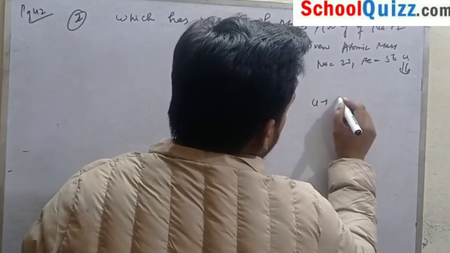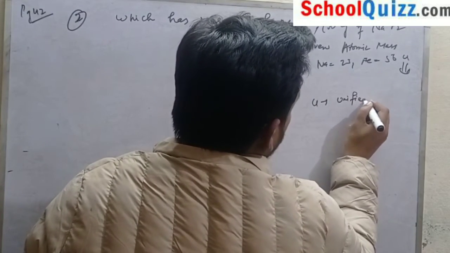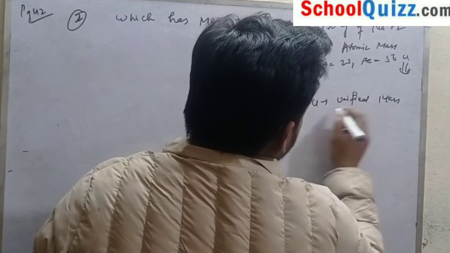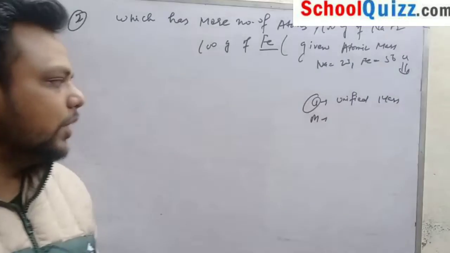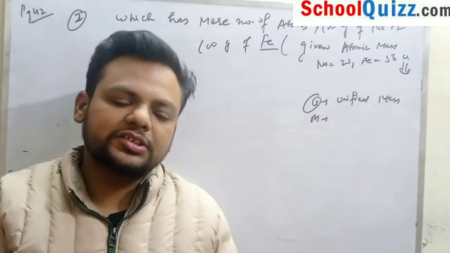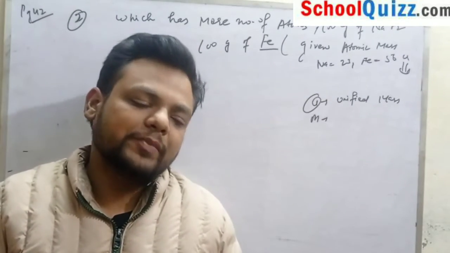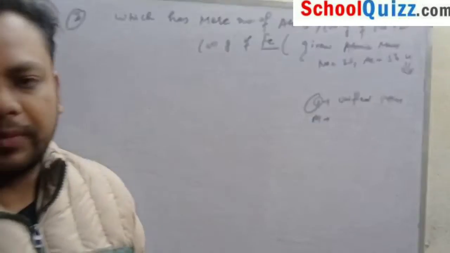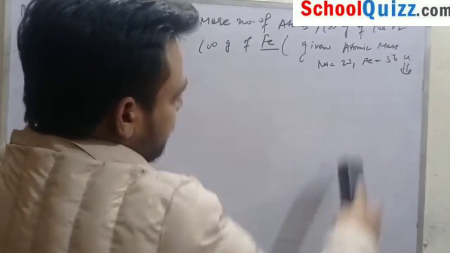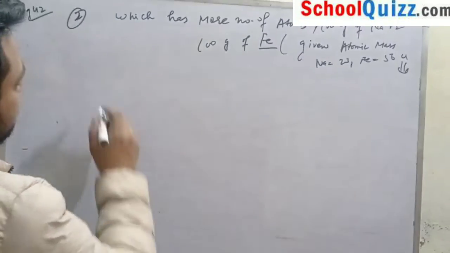Students, don't get confused. What is u? u is nothing. It is unified mass, which is similar to molecular mass, or we can write it as atomic mass. It is just unified mass, which is same as atomic mass. Okay. So we have to solve that question.